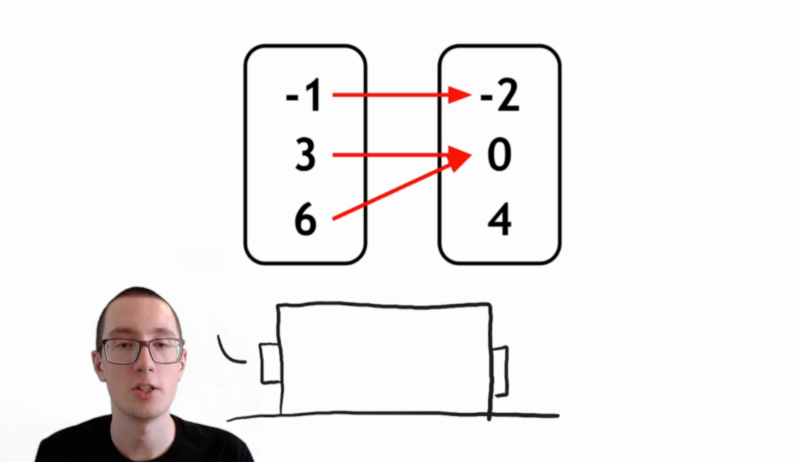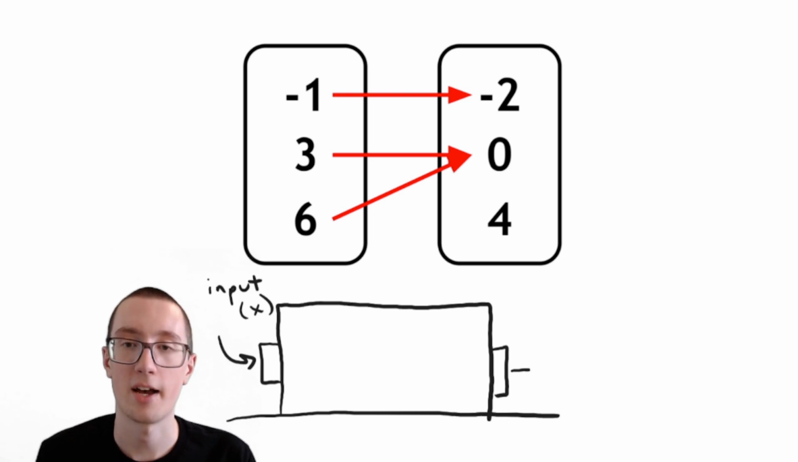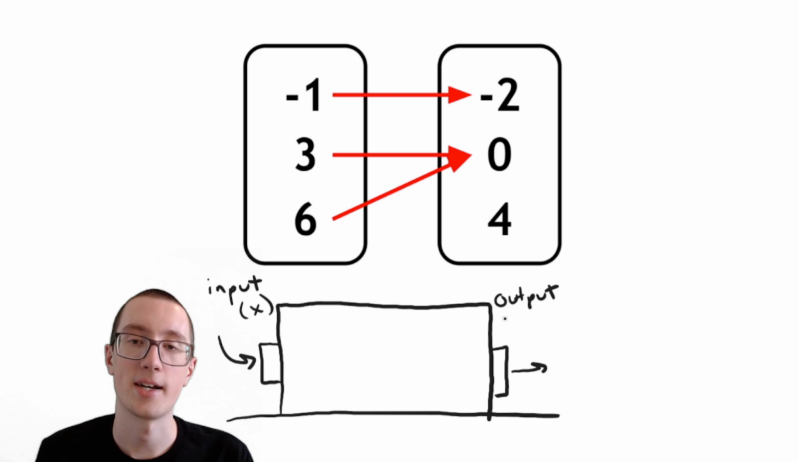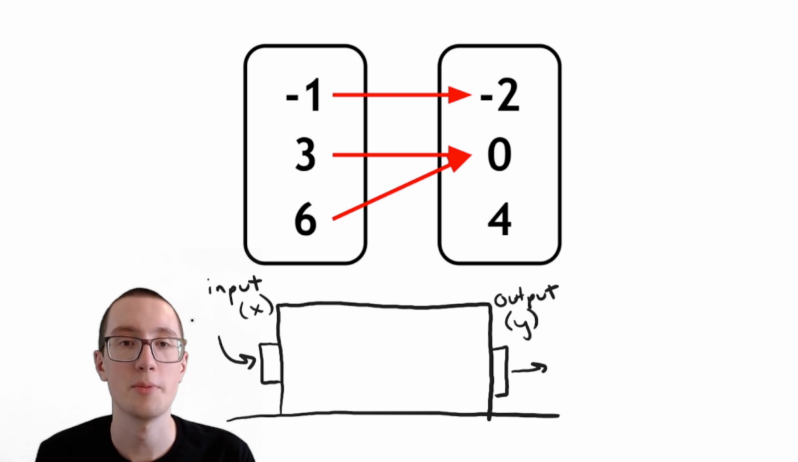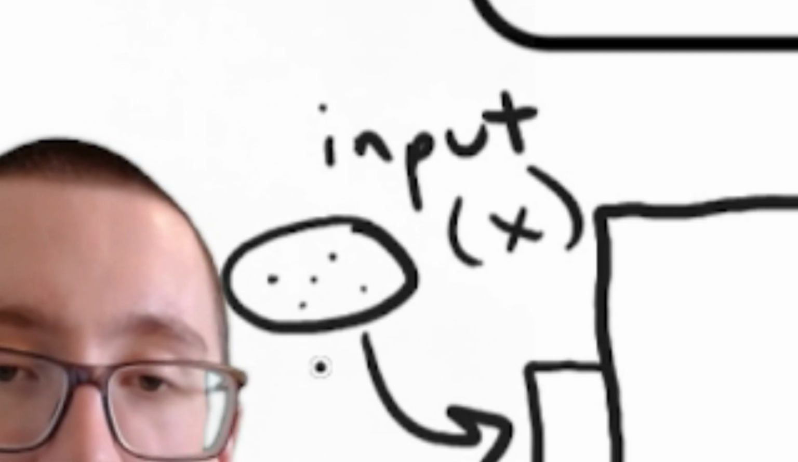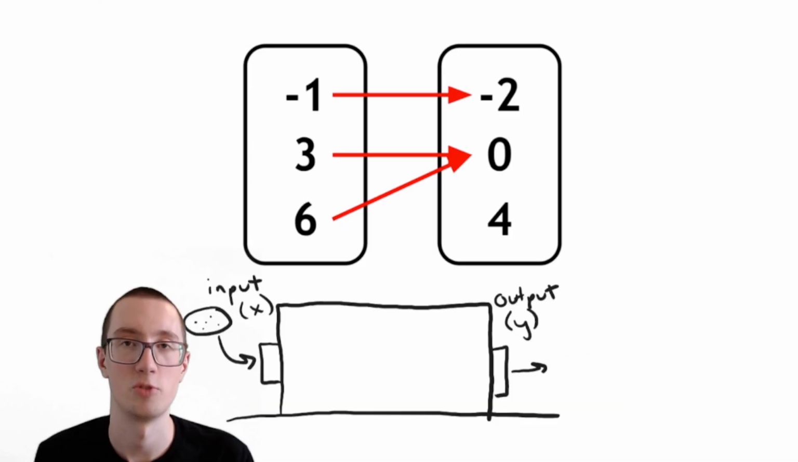So whatever we put into the machine is going to be our input, and that is also known as X in math. And what you get out of the machine is our output. I know, shocking. And in math, that would be called a Y. So we put something into the machine, like, for example, a potato. Please don't judge my drawing of a potato. Actually, judge it all you want.